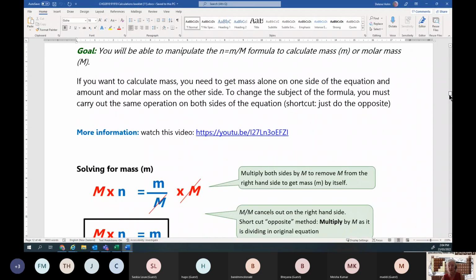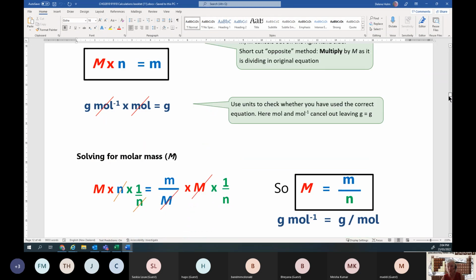Now, any questions so far? You're welcome to put them in the chat. That's a little speech bubble.